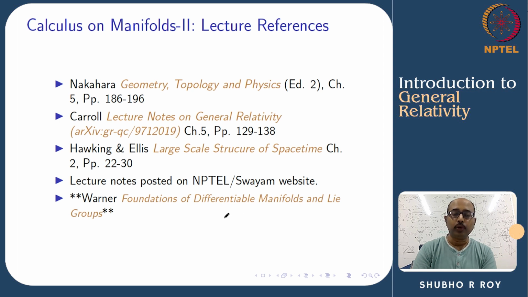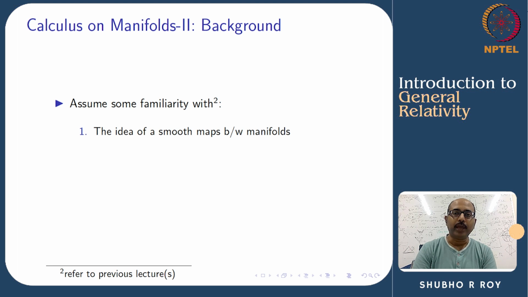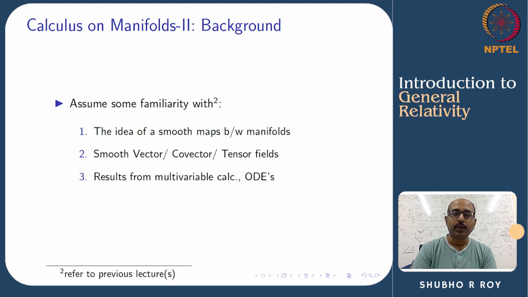And those who are looking for a little more depth and detail, including proofs of some of the results which I will discuss and I will omit, can consult Warner's excellent textbook on differential geometry, which is a graduate level math textbook. All right, for background, I will assume familiarity with the idea of smooth maps between manifolds. I'll assume familiarity with the notions of smooth vector, smooth covector, and smooth tensor fields. And I'll also, from time to time, quote results from multivariable calculus and the theory of ODEs.